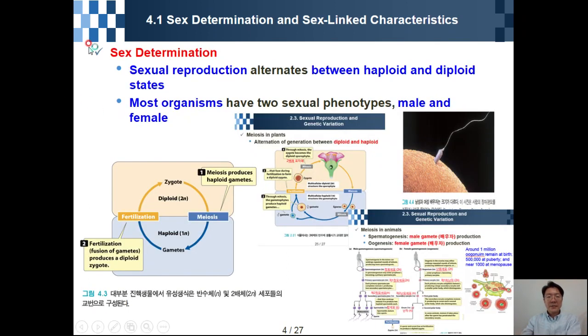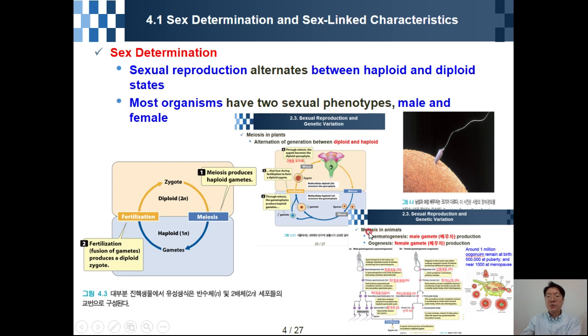In this slide, we also learn about sex determination. In chapter 2, we already learned about sexual reproduction. Usually sexual reproduction alternates between haploid and diploid. Meiosis produces the haploid gamete. After fertilization, it produces a diploid zygote like this. This is what we already learned in chapter 2, meiosis in plants. They also have sexual reproduction alternating between the haploid and diploid.